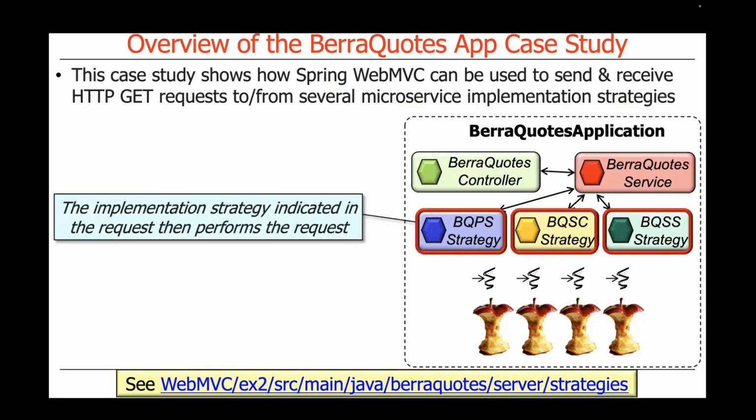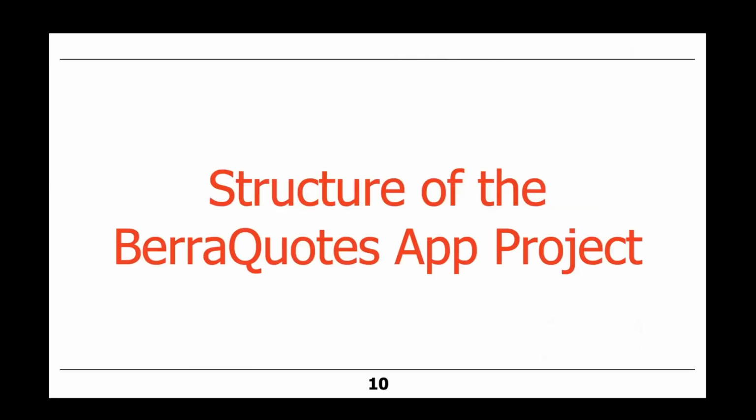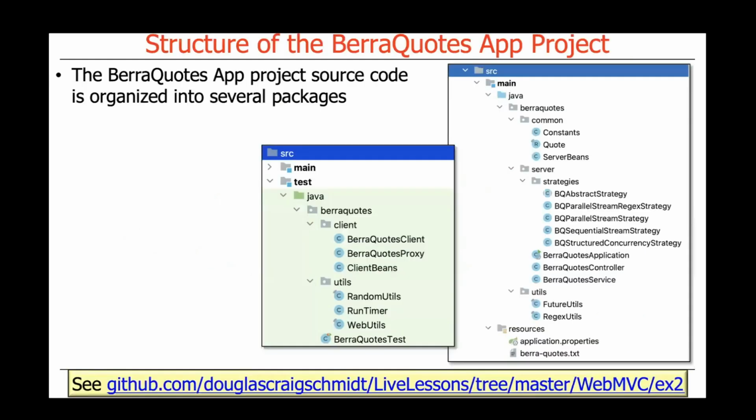So once the implementation strategy is forwarded to by the service, it does the work, performs the requests, and then returns the results back to the client. So let's talk about how this app is actually structured. I'm doing this for a couple reasons: to give you an overview of what we're going to cover before we look at the code, but also to give you a sense of how well-structured Spring applications are typically designed.